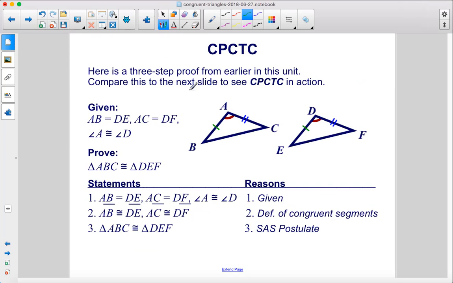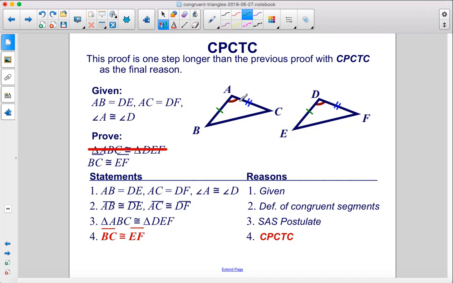Here's a three-step proof from earlier in this unit. Compare this to the next slide to see CPCTC in action. Given that AB equals DE and AC equals DF, and angle A is congruent to angle D, prove that the triangles are congruent. So we begin with our given information. Then we see that those segments are congruent to one another. Therefore, due to the SAS postulate, the triangles are congruent.